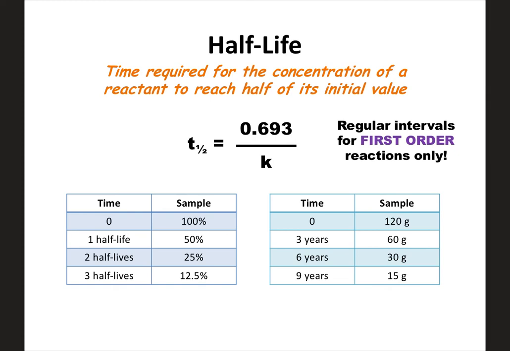So if you notice here, these two little tables are just showing you at time 0, you'd have 100% of the sample. Well, when one half-life has passed, you would now have 50% of your original sample. All right. When the second half-life comes along, however many years or time that is, it could be seconds, it could be years, whatever. You now have 25% of your original sample. So essentially 75% was gone.